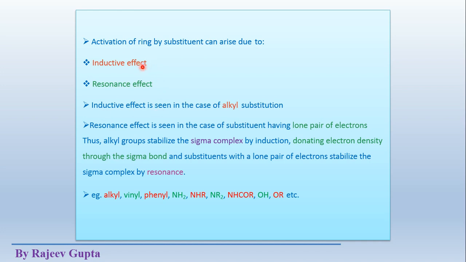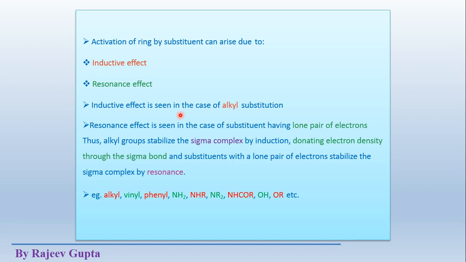Inductive effect could be a positive inductive effect or a negative one, which in short we say plus I effect or minus I effect. Likewise, in resonance effect we have plus R effect and minus R effect. Both plus I and plus R effects increase electron density inside the aromatic ring, and minus I and minus R effects decrease electron density inside the ring.